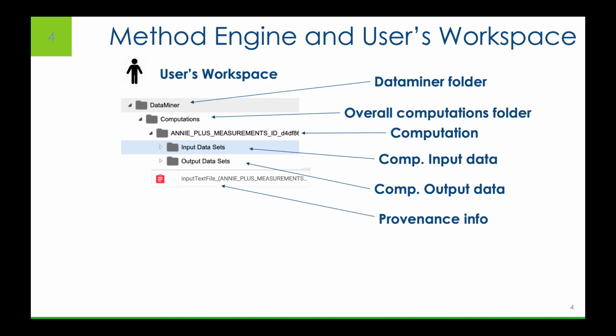In this slide, you can see the data miner folder, which is the name of the folder where all the computations are automatically stored for you when you run them. Under computations, you can see one folder called ANI plus measurements, ID and random number. That is one computation that I executed a few days ago in the method engine. For each computation, the input dataset and the output dataset are stored along with provenance information for process repeatability.